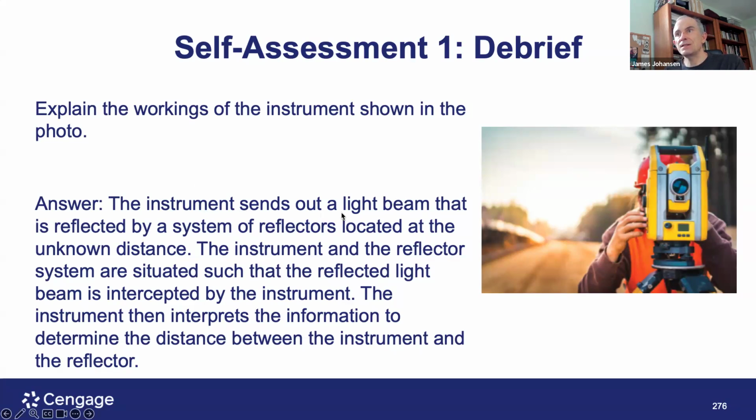So the instrument sends out a light beam that is reflected by a system of reflectors located at the unknown distance. Thus, you see something with another person who's holding a reflector. The instrument and the reflector system are situated such that the reflected light beam is intercepted by the instrument. The instrument then interprets the information to determine the distance between the instrument and the reflector.